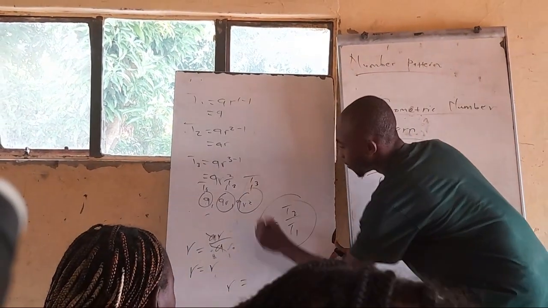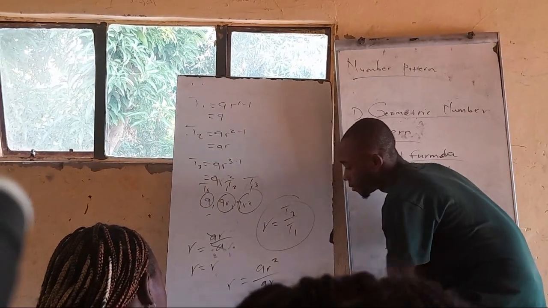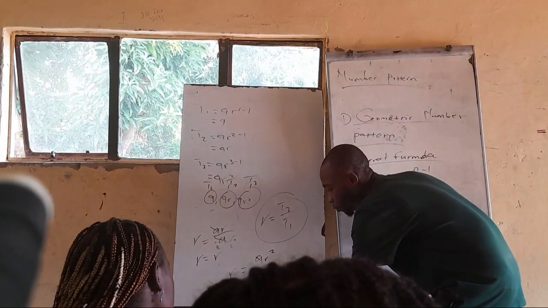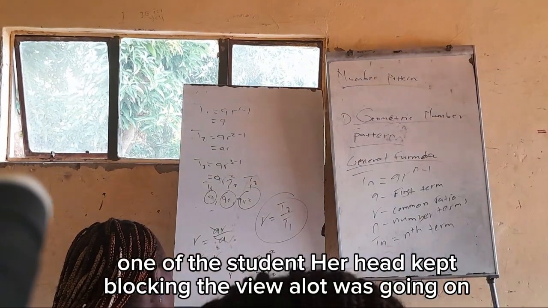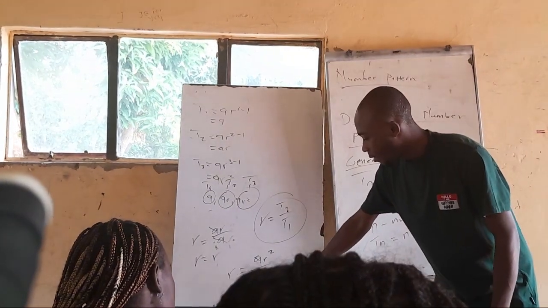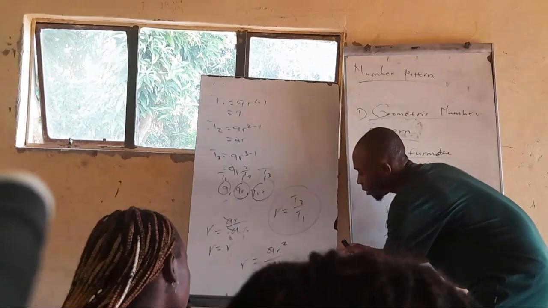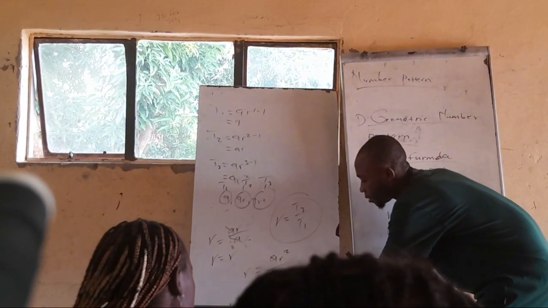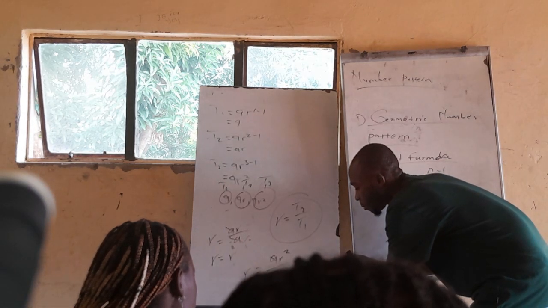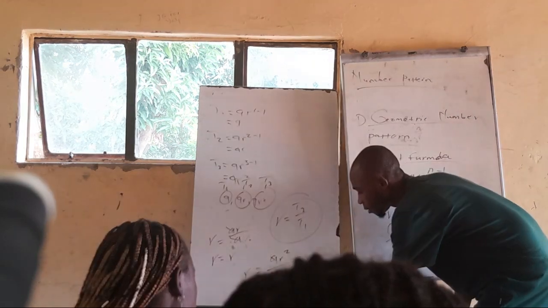So here, A r squared over A r, right? A and A will cancel. Now you have r squared over r. You are dealing with the exponents now. The top has exponent 2, meaning the numerator is the same as r multiplied by r, over r. You cancel and you are left with r.